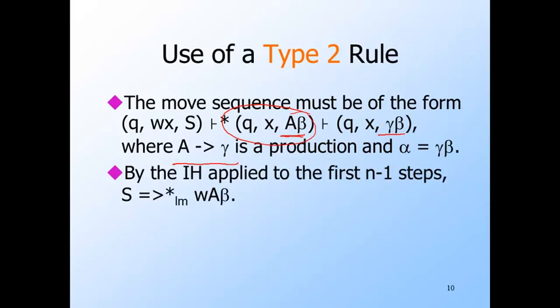Again, we apply the inductive hypothesis to the first n-1 steps. We thus know that there is a leftmost derivation from S of WA beta. Since A is clearly the leftmost variable, and A goes to gamma is a production, there is also a leftmost derivation of W gamma beta. That's that. And of course, gamma beta is alpha, so that is really a derivation of W alpha, as we wanted to prove.